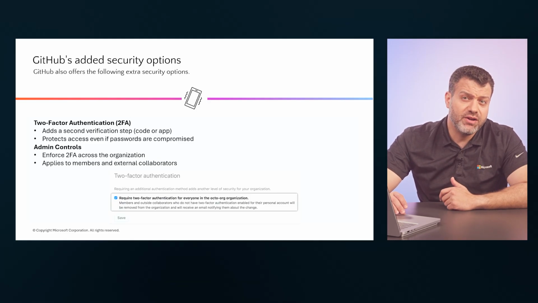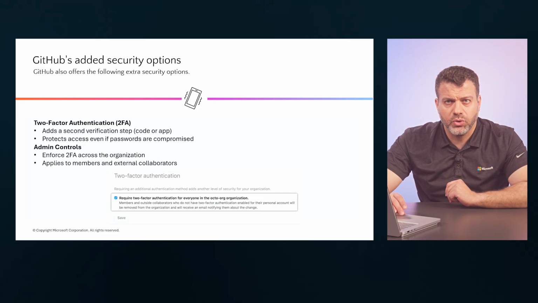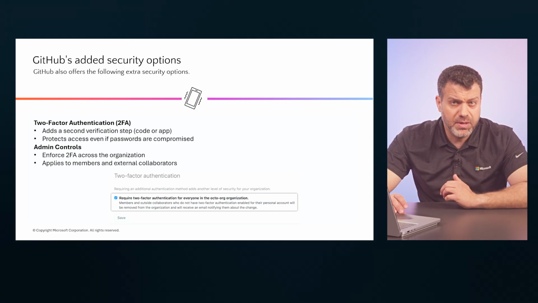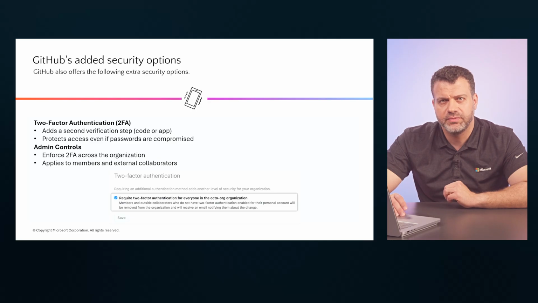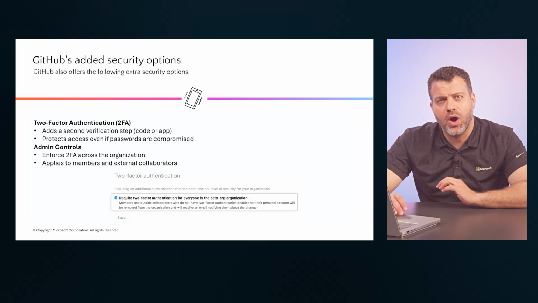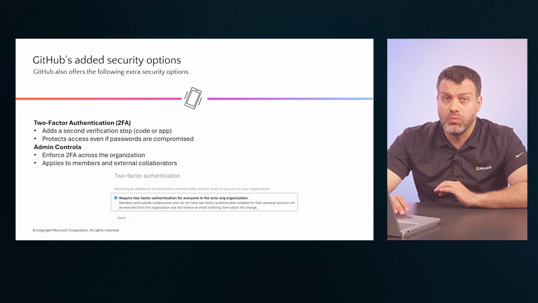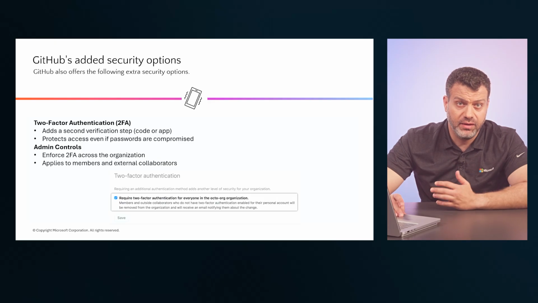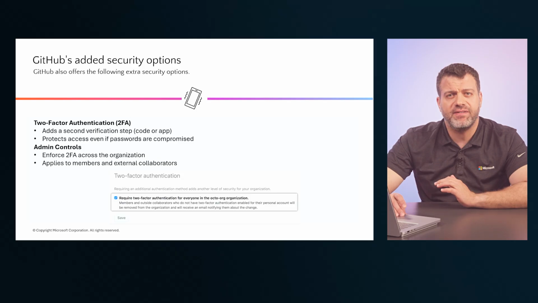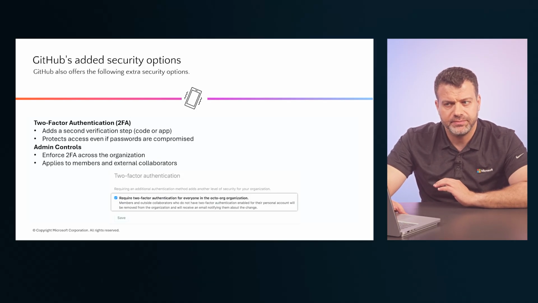So from an administrative perspective, one of the most important controls is the ability to require 2FA across the organization. So if a developer does not enable 2FA, they can be blocked or removed from the organization. This will ensure that every account accessing your repositories meets the minimum security standard. In a real-world scenario, this is often a baseline security requirement for enterprise environments. So authentication really protects the identity, and two-factor authentication, or 2FA, protects access, even if identity is compromised.